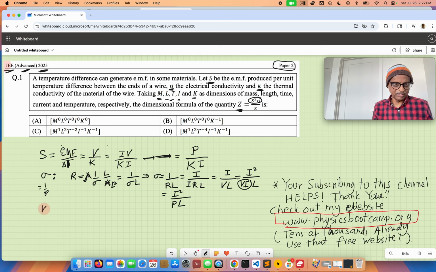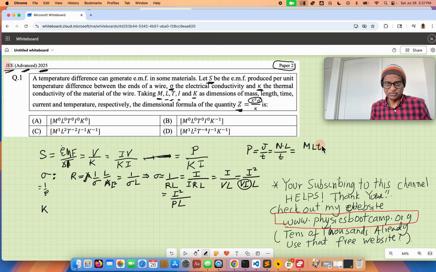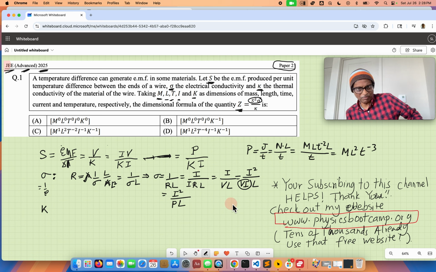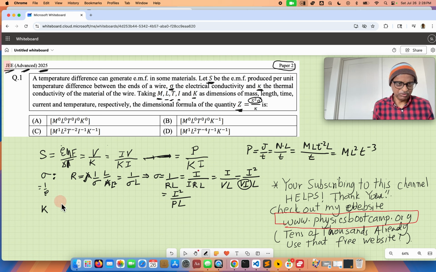And kappa, what are we going to get for kappa? This is all fundamental now. You can see power is going to be joules over time, and joules will be Newton times length, over time. Newton will be mass times length times time to the -2. So power is mL squared T to the -3. I don't want to put it in yet. Maybe just simplify, then we'll see.